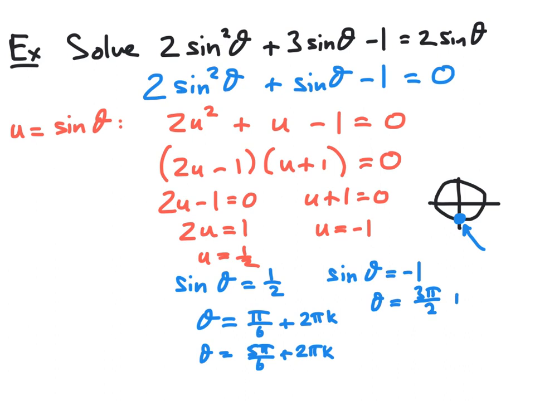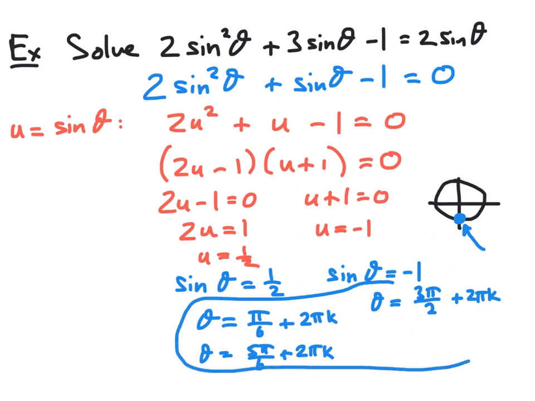And so then we can also add 2 pi k to this particular angle, since that is our only solution between 0 and 2 pi. We end up with 3 sets of solutions here: pi over 6 plus 2 pi k, 5 pi over 6 plus 2 pi k, and 3 pi over 2 plus 2 pi k, and k here represents any integer. So these are all solutions to the equation at the top of the screen.